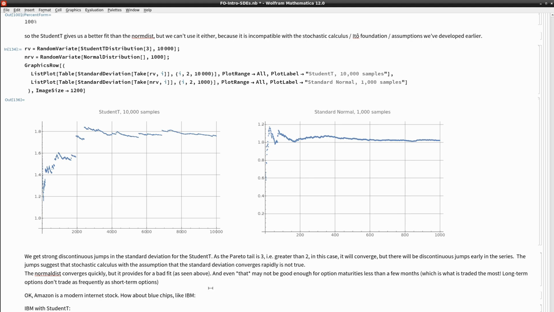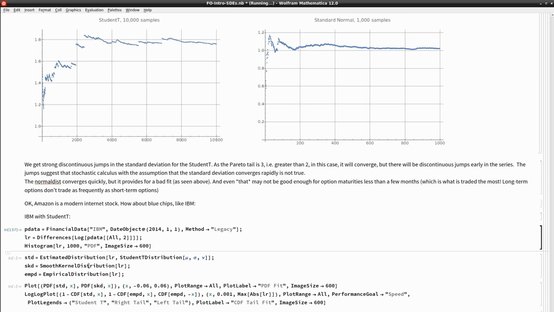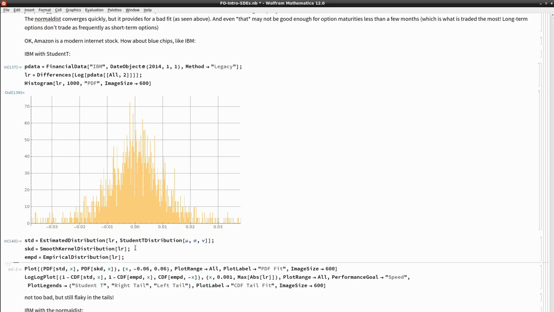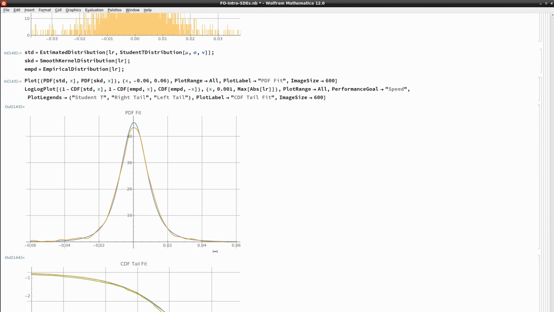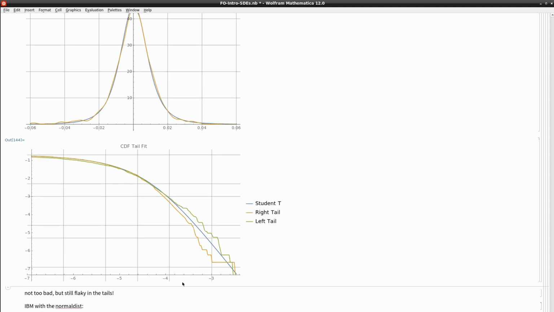So how about blue chips? Let's pick IBM. So let's do IBM with a student T. Let's retrieve this price series, look at the histogram, and look at the plots that we have generated. The fit, well, not great, but seems to look okay, perhaps. And we see the tails are definitely flaky.